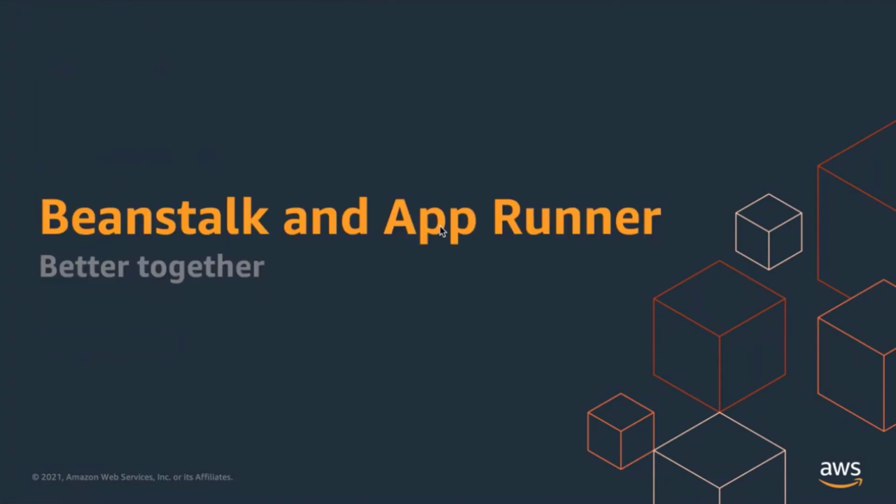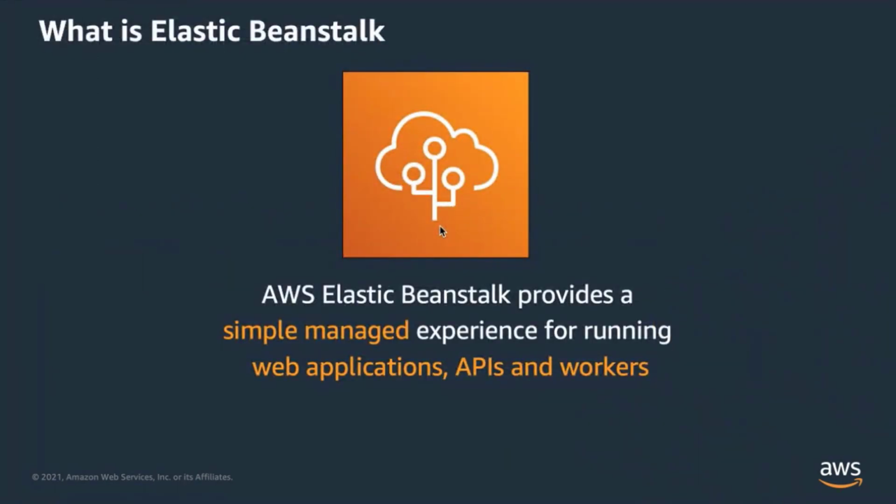Now, the next part of this presentation, I'm going to talk about Beanstalk and how it relates to App Runner. And what you'll see is Beanstalk and App Runner actually work pretty well together. They're pretty portable with each other. And I'll show you through a few examples as well. But first, what is Elastic Beanstalk? I know we saw it conceptually before.